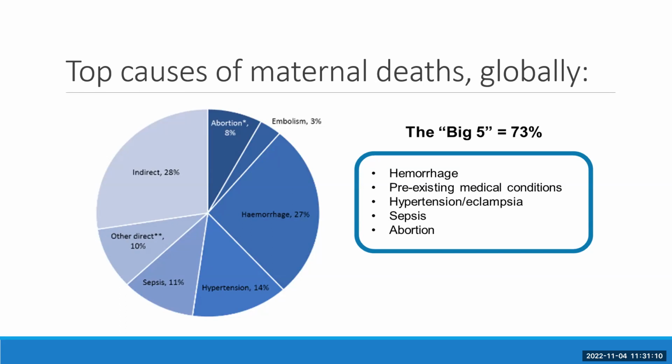If you look, we have hemorrhage being 27%, and in terms of the big five, that is actually the leading cause of death for women. Even though those indirect causes are 28% on the graph, I would not focus on those so much, but focus on these other ones that are listed in this big five. Hemorrhage is bleeding, if we remember that.